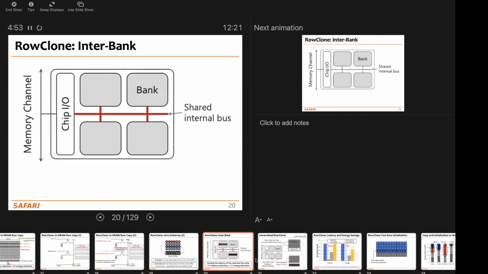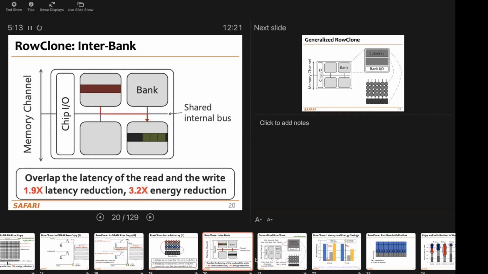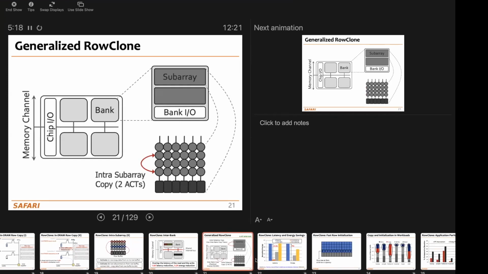The RowClone paper also proposes a way of copying entire rows, cache line by cache line, from one bank to another bank by using the shared internal bus. And that's what you can do, more or less like this. And that is still good in terms of latency reduction and energy reduction. And the paper generalizes RowClone by doing not only intra-subarray copy and inter-bank copy, but also inter-subarray copy when they are in the same bank.